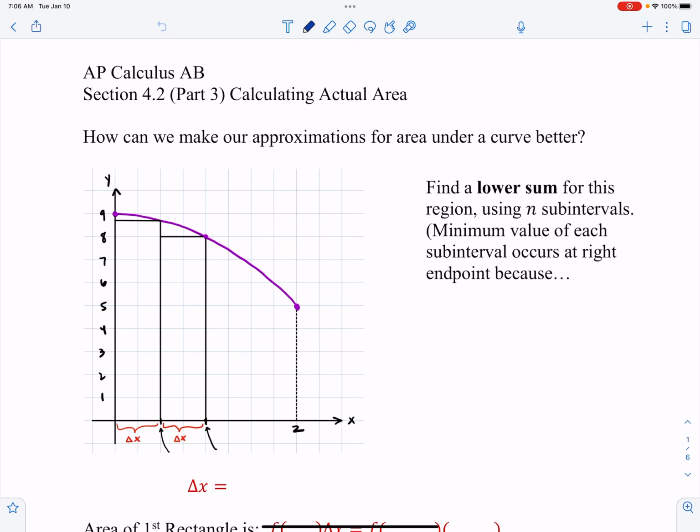Because this function is a decreasing function over the interval from 0 to 2, that means that the minimum value is going to correspond to the right endpoint of each subinterval. And that's the note that I have on here. This is because this is a decreasing function on this interval.